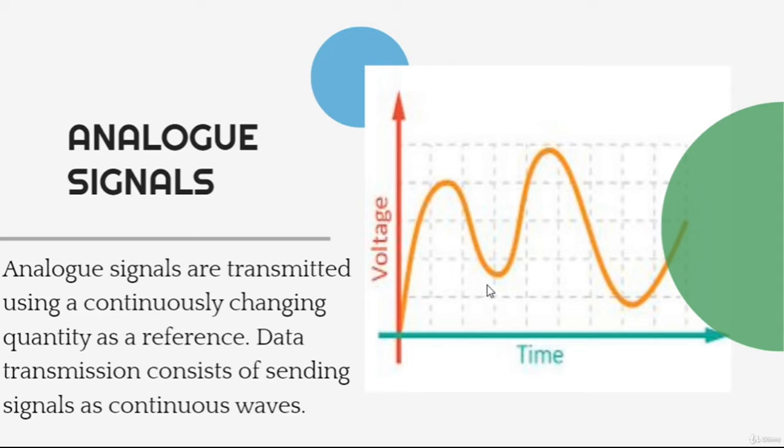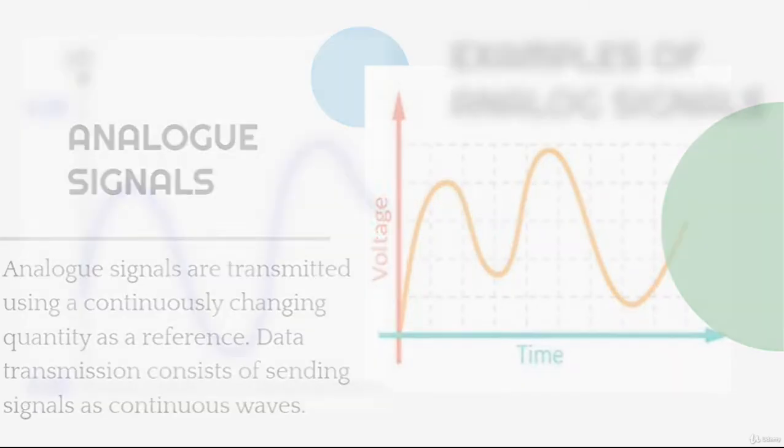So this is a continuous wave. It moves and changes with time. So the change that is going to happen in this wave, from the changing of the values of the voltage, will also mean a specific meaning or a specific reference in our data. So using this continuous wave, we are transmitting our data.